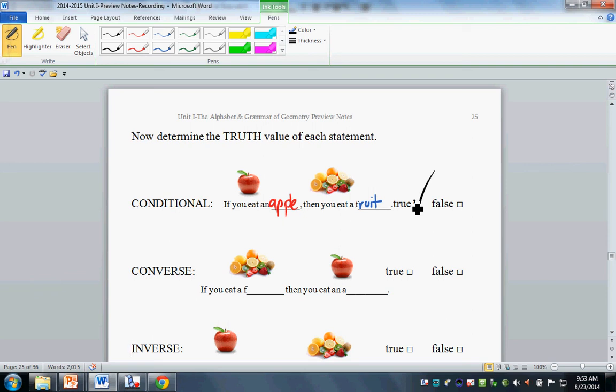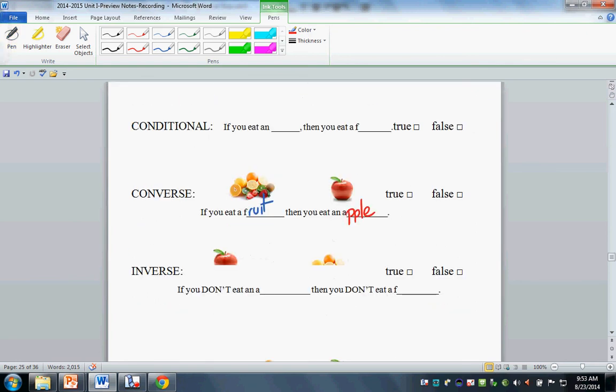Now the converse says this. If you eat a fruit, then you eat an apple. Ask yourself, is that always true? If you eat a fruit, will you always eat an apple? And the answer, of course, is no. You could be eating a banana or a kiwi or a strawberry. So if you eat a fruit, then you eat an apple will not always be true. So if something's not always true, we say false.